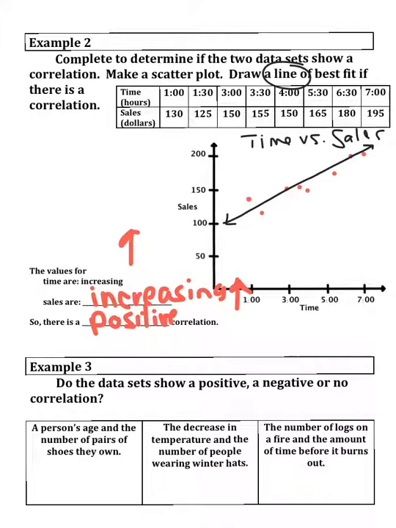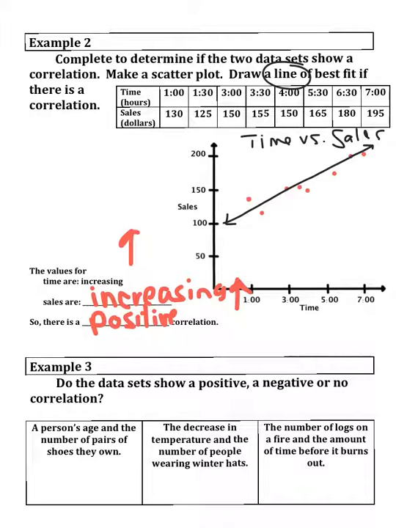Okay, and then the last example here says, do the data sets show a positive, negative, or no correlation? And we're going to determine this without graphing anything. So first, a person's age and the number of pairs of shoes they own. You might think, well, you accumulate shoes as you grow older, but that's not necessarily true. Some people might be older and have a ton of shoes, and some people might be younger and have a ton of shoes. I just saw my friend whose 4-year-old has 69 pairs of shoes. So you just never know.